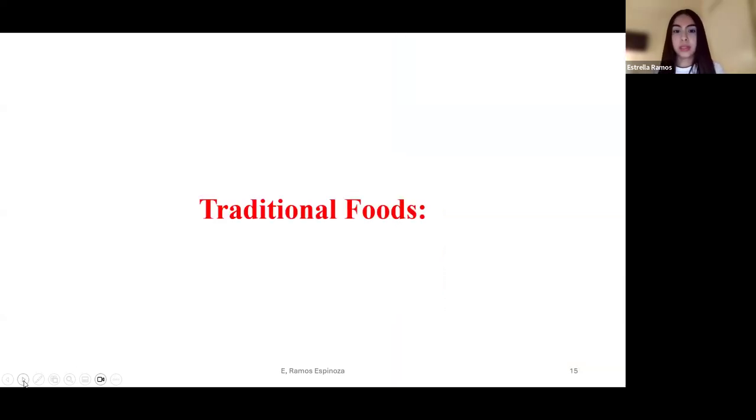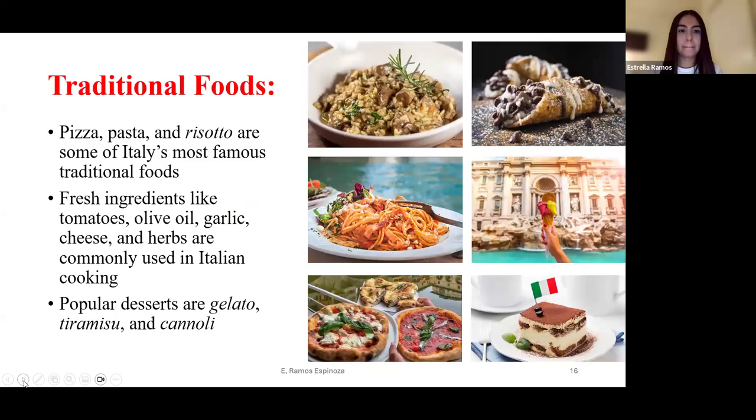Now we move on to traditional foods. Traditional foods in Italy are pizza, pasta, and risotto, which are some of Italy's most famous traditional foods. Fresh ingredients like tomatoes, olive oil, garlic, cheese, and herbs are commonly used in these Italian foods. Now, popular desserts are gelato, tiramisu, and cannoli.